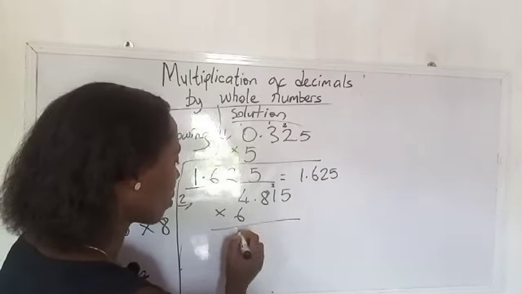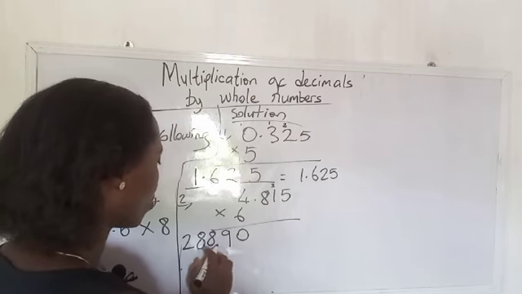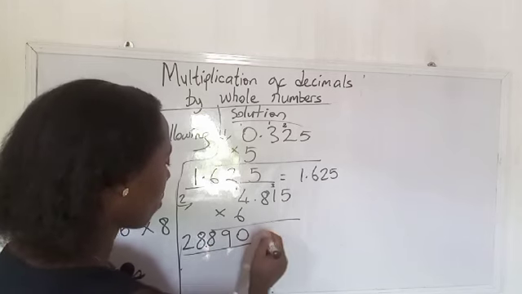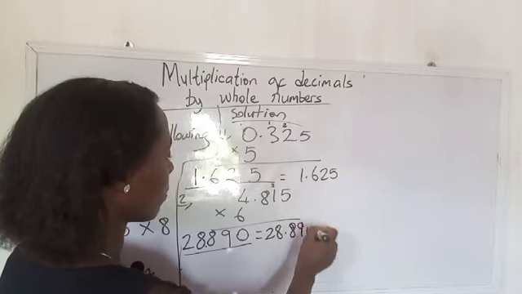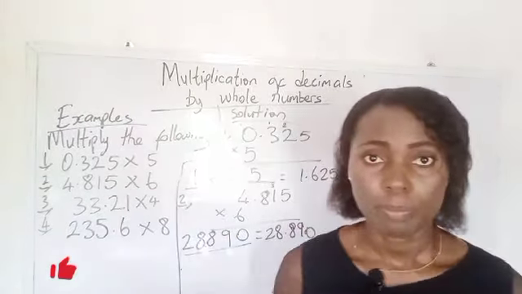Okay, 6 times 8 is 48. Put down 8, carry over 4. 6 times 4 is what? 24. Plus 4, that's what? 28. Now, how many decimal places do we have? 1, 2, 3. So let's see. 1, 2, 3. Answer, my decimal point becomes here. So we have 28.890 as our final answer. Alright, let's see number 3 and 4.